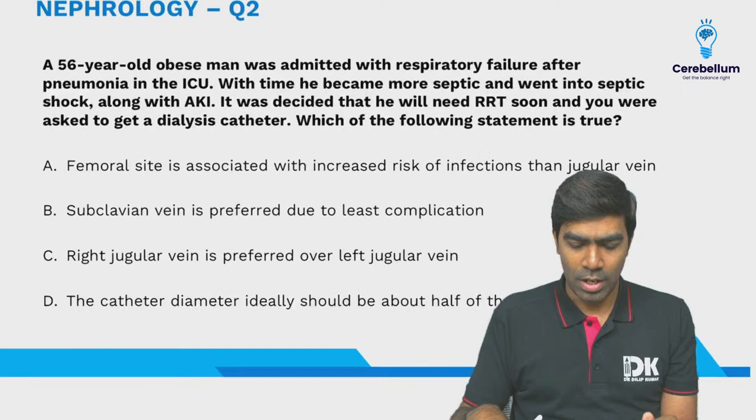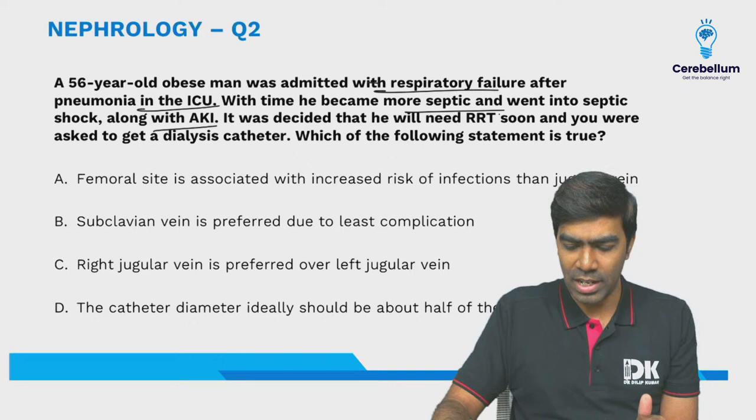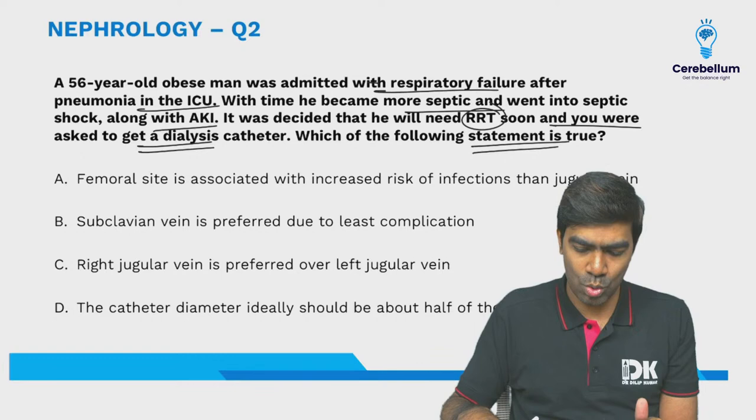It's not a problem. Look at this second question. You have a 56-year-old obese man admitted with respiratory failure after pneumonia in the ICU. When he became more septic and went into septic shock along with acute kidney injury, they said that he will need renal replacement therapy soon and you are asked to get a dialysis catheter. Which of the following statements is true? So this question is about the dialysis catheter.